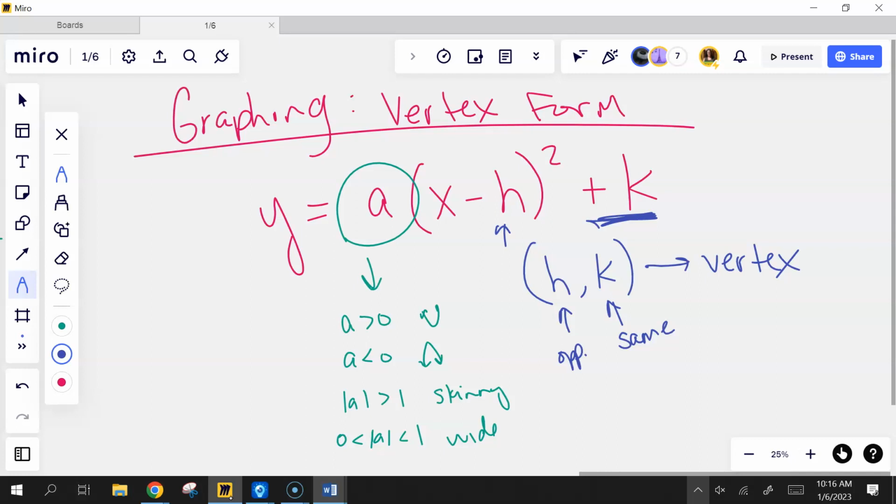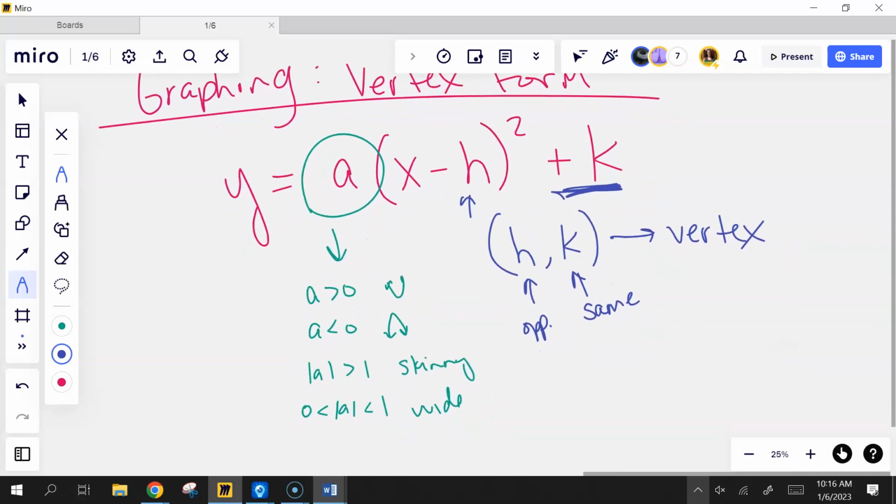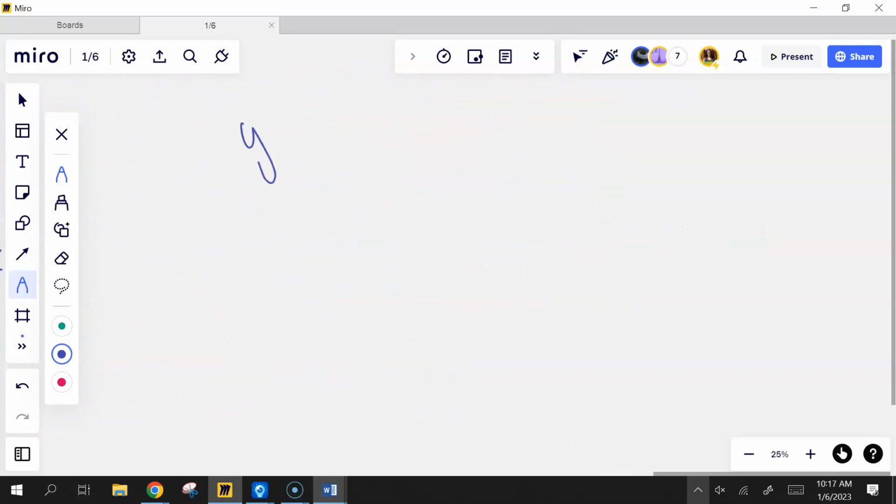All right, let's look at a couple and see if you can pull the vertex out of it. What happens, by the way, if they're missing? What are they? Zero. Tell me what you know. Up or down? Up, because it's positive. Skinny or wide? Wide because it's a half. What is the vertex? There you go.